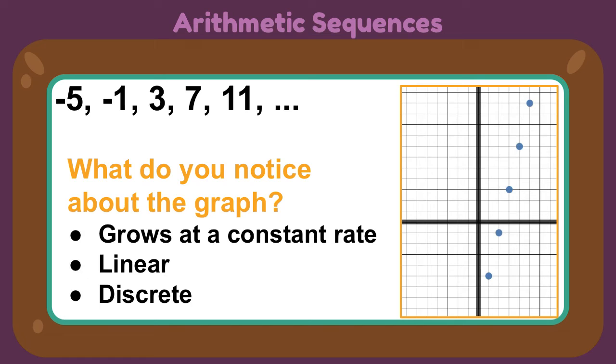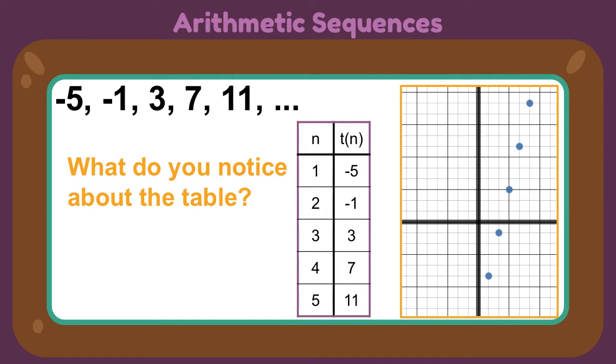The next thing that I want you to notice is that since those graphs increase at a constant rate, the points do line up. They are linear. And then finally, the last thing I want you to notice is that the points on this graph are discrete. That means they are not connected together. They are separate points. Now let's look at the table and see if we notice anything about the table.